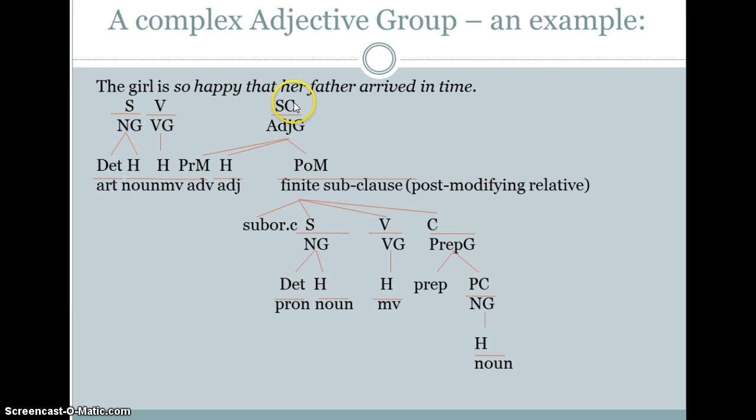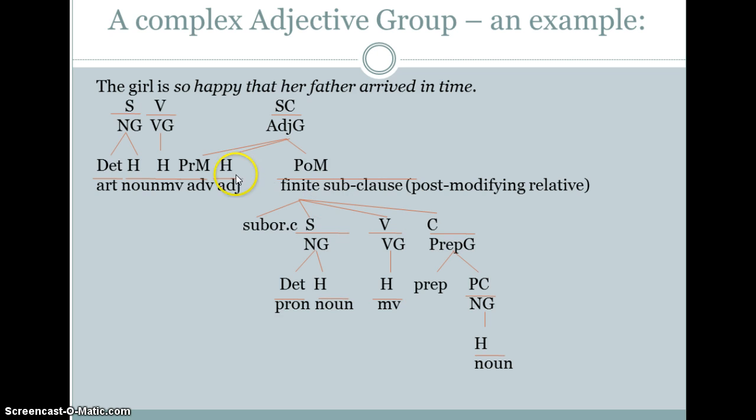Then we have a subject complement, and again the subject complement has been made up by an adjective group. This time it's just a very long adjective group. And this adjective group consists of a head, which is happy, that's the most important word, and how we determine that this is an adjective group is that the head consists of an adjective. Then we have a pre-modifier, so, which in this case is an adverb.